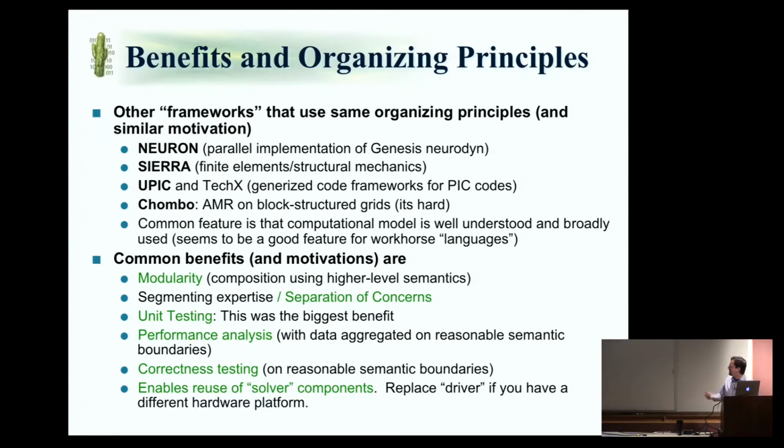You get performance analysis, where you can actually separate your different components along modular bounds. Correctness testing goes together with unit testing, so I'll just skip past that. It's based on reasonable semantic boundaries. There's always an issue with performance analysis and correctness testing tools, that they don't actually understand the semantics of your program, so it's hard to make sense of their output. The framework enables you to define those along semantic boundaries. And the last thing is it enables better reuse of solver components.